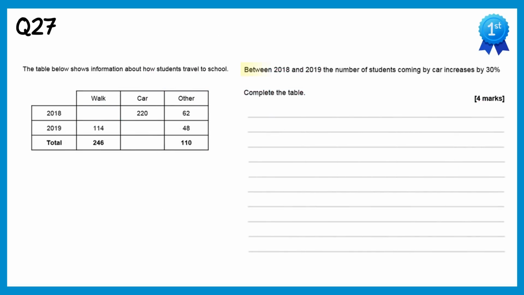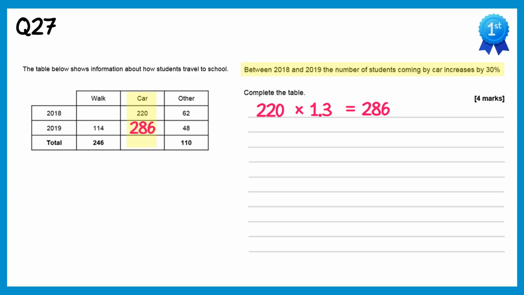In the question, we're told that between 2018 and 2019, the number of students coming by car increases by 30%. So if we look at the column with cars, there's already a 220 there, but we need to increase that by 30%. So take 220 and multiply by 1.3. This gives you 286. So that's the number for 2019.